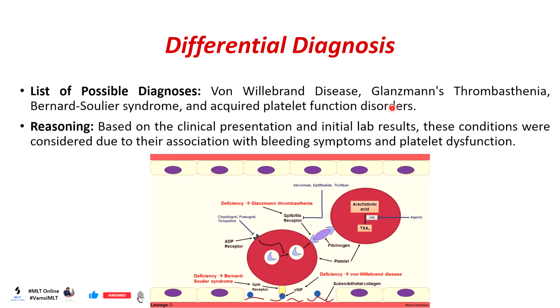And acquired platelet function disorders, such as through usage of medications like aspirin. Aspirin will block the synthesis of thromboxane A2 from arachidonic acid, causing platelet dysfunction. Okay, so based on the clinical presentation and initial lab tests, these conditions were considered due to their association with bleeding symptoms and bleeding dysfunctions.